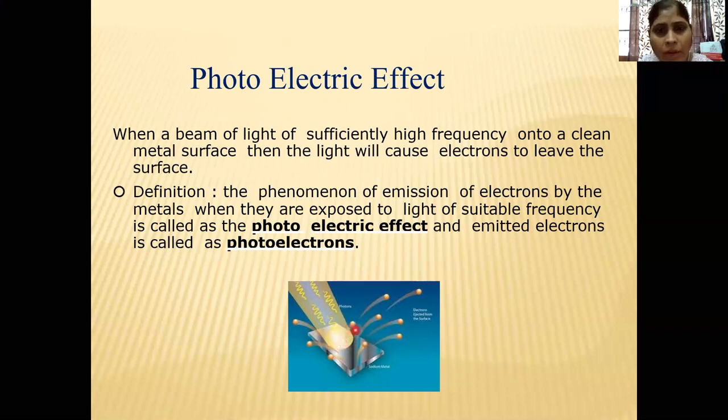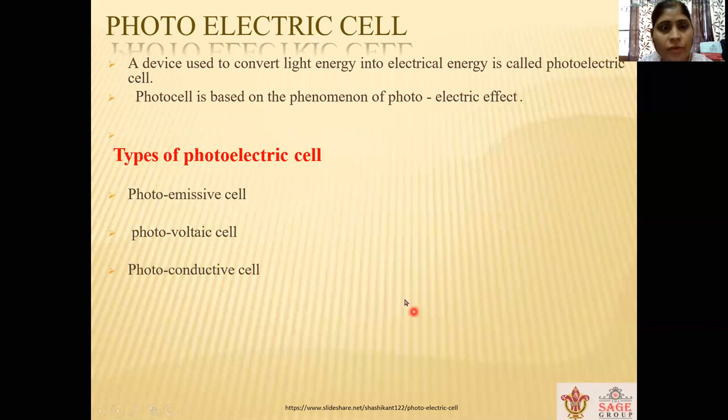The phenomenon of emission of electrons by metals when they are exposed to light of suitable frequency is called the photoelectric effect, and these emitted electrons are called photoelectrons. The photoelectric cell is a device which can convert light energy into electrical energy. A photocell is based on the phenomenon of the photoelectric effect. The types of photoelectric cell are photoemissive cell, photovoltaic cell, and photoconductive cell.